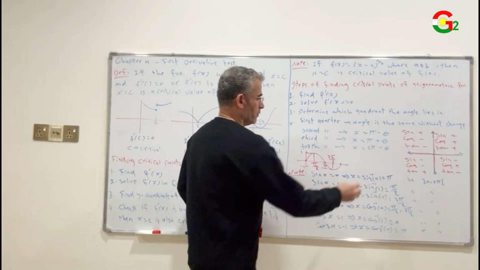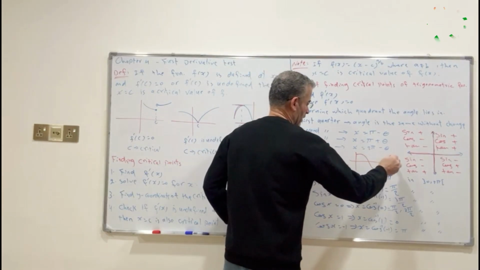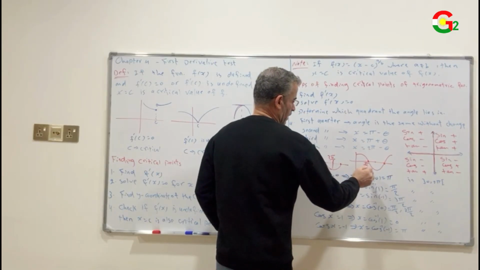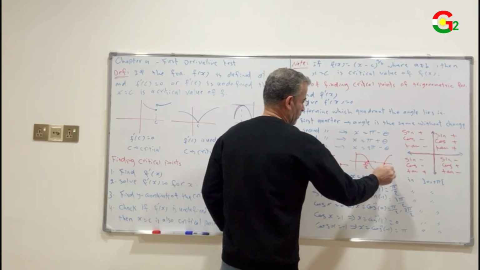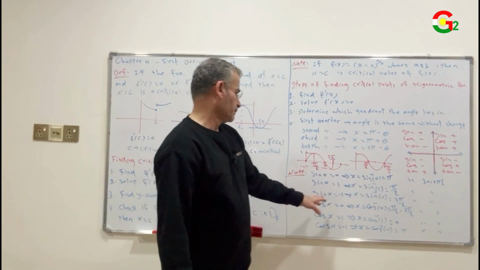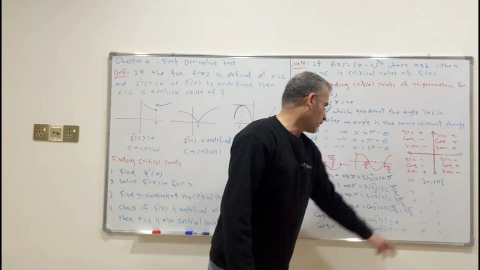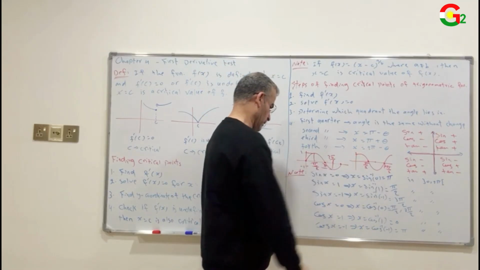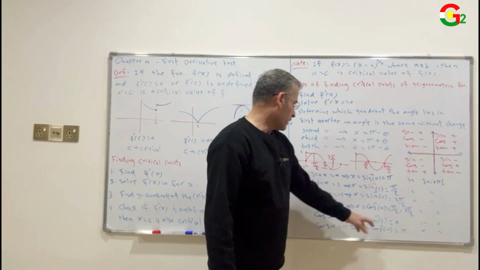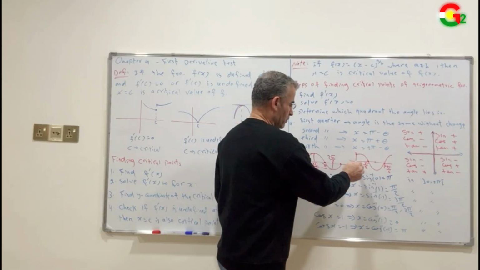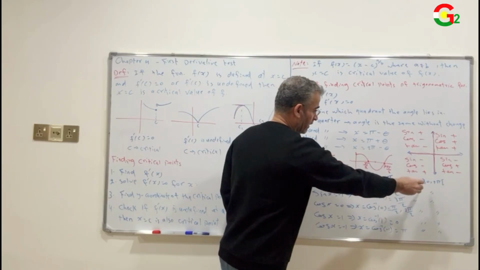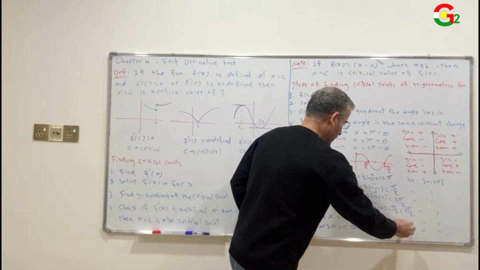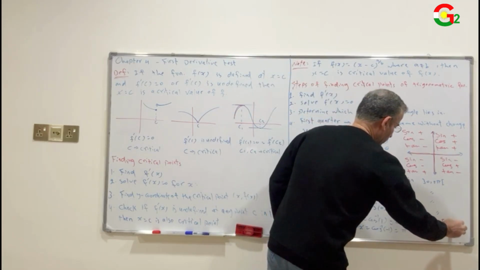Cosine x equals 0. This is the graph of cosine. These are the values where cosine x equals 0: pi over 2 and 3 pi over 2, in the interval 0 to pi. Cosine x equals 1. This is 1. Then x equals cosine inverse of 1 equals 0 and 2 pi, in the closed interval 0 to pi.